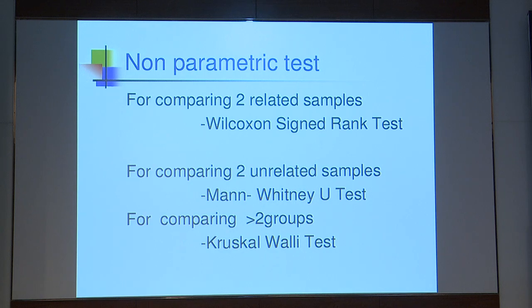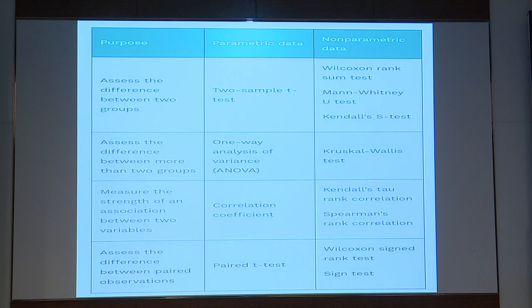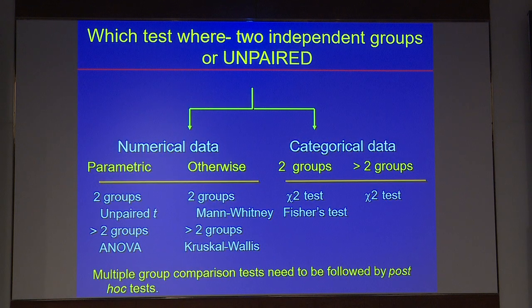Non-parametric of Wilcoxon's ranks, again repeating the same thing. So in short, you want to take one picture of this presentation. This is the picture you want to take. There is numerical data. There are two groups. You use unpaired T. There are more than two groups, you will use ANOVA. If it is paired, you will use the paired T. All right. If it is otherwise, it is non-parametric and numerical data, you will use the Mann-Whitney or the Kruskal-Wallis. All right. If it is categorical data, two groups, chi-square test, Fisher's test. If it is more than two groups, chi-square. All right. So this is what you will do.